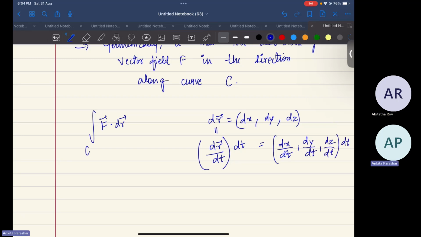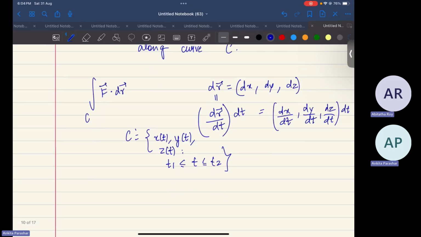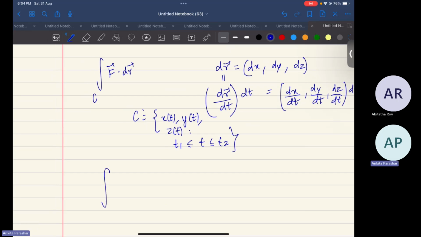Now can you tell me what is F dot dr? I think you should be able to write. When I parameterize it, after parameterizing, suppose C is parameterized by x(t), y(t), z(t), and t has a certain range, t1 to t2. Now can you tell me? I think you can. The integral will be from t1 to t2.